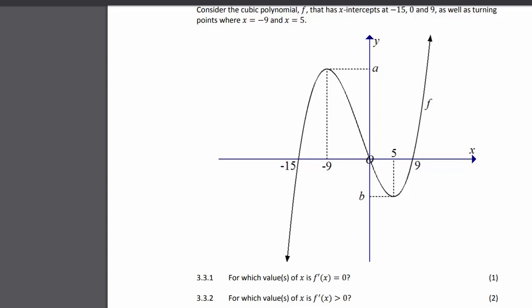So again, notice the marker location. Always look at marker location. It's 1. So for which values? It should be something you read off. Okay, x equal to -9 and x equal to 5.